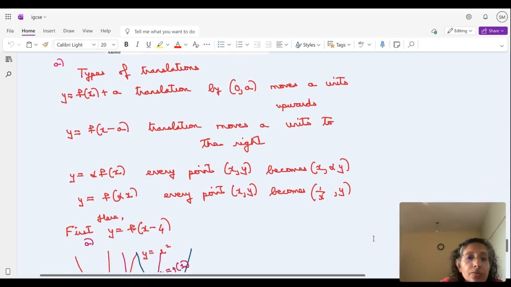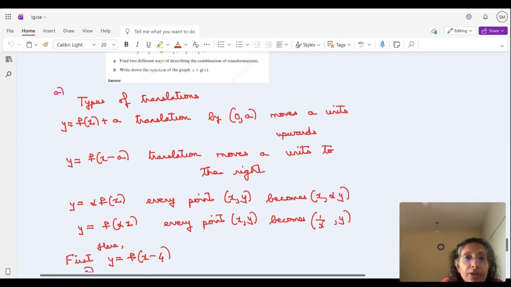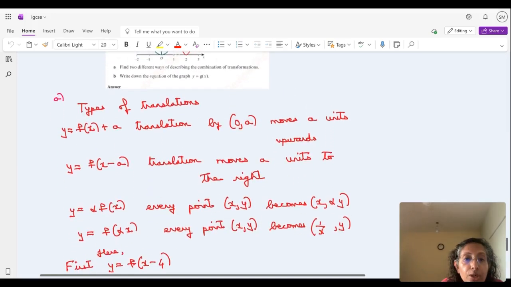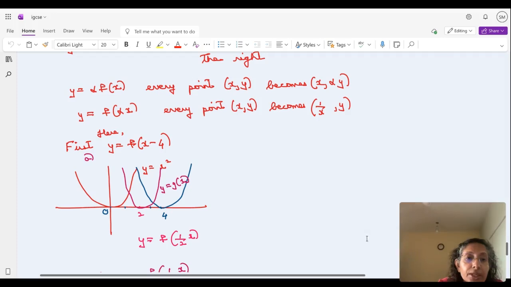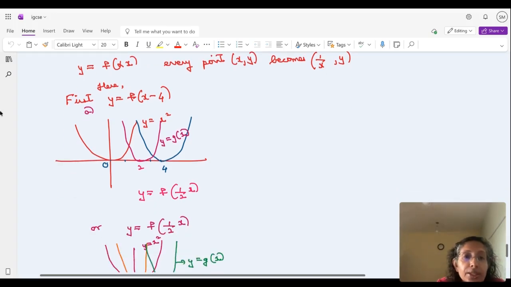So we have first the graph is y equal to f(x minus 4). So this is the graph y equal to f(x), x squared. y equal to f(x minus 4) is shifted 4 units to the right. And then we have y equal to f(half x). So every point (x, y) will become (2x, y).